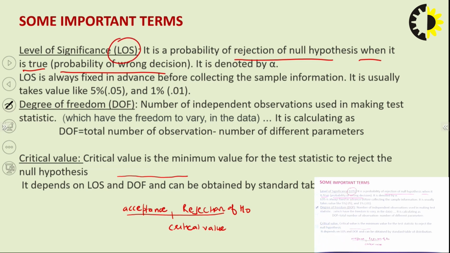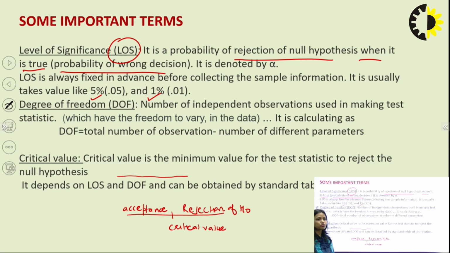So basically, what is level of significance? Level of significance is the probability of taking wrong decision. Which wrong decision? I am talking about a particular wrong decision, and the decision is rejection of null hypothesis when it is true. Okay, so while applying the test, we keep this probability of taking wrong decision in parallel, and it is denoted by alpha. And this probability is fixed in advance before collection of the sample information or before applying the test. And because it is fixed, it can be taken as 5% or 1%.